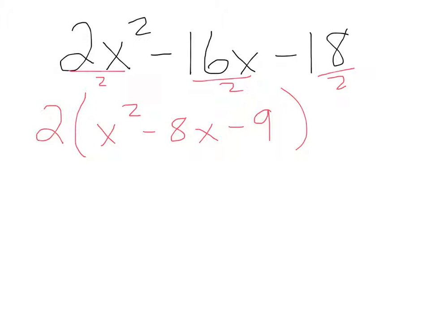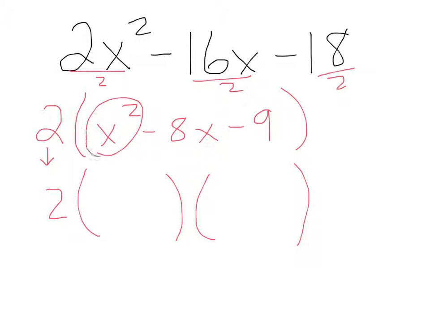Now I told you that kind of stuff normally factors into 2 what? Binomials. And you just bring this 2 down, but you ignore it as you do that. What times what will give me x squared? X times x is x squared, and then I need to list my factors of 9. Remember, you're trying to figure out what numbers multiply to give you -9 and also add up to be -8.